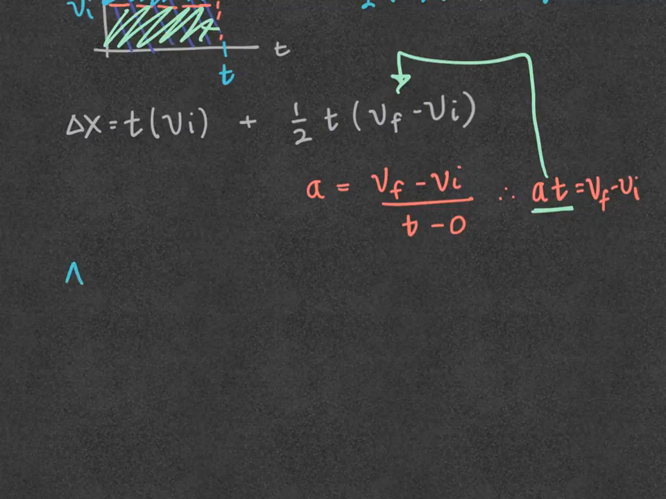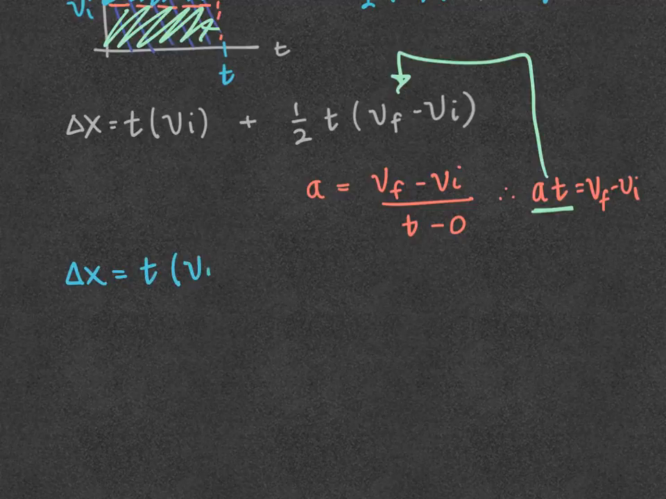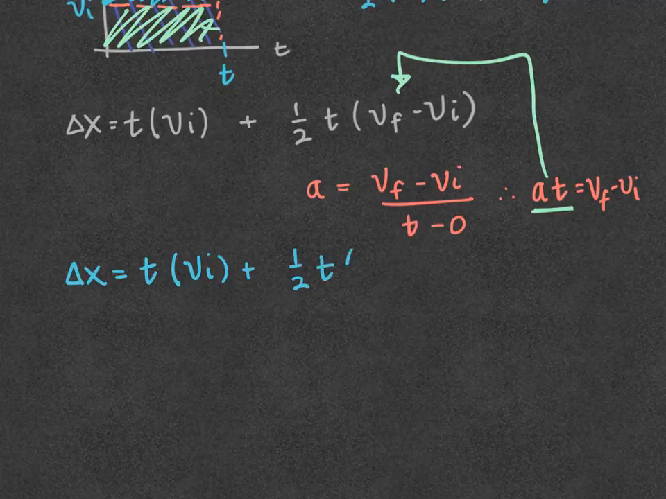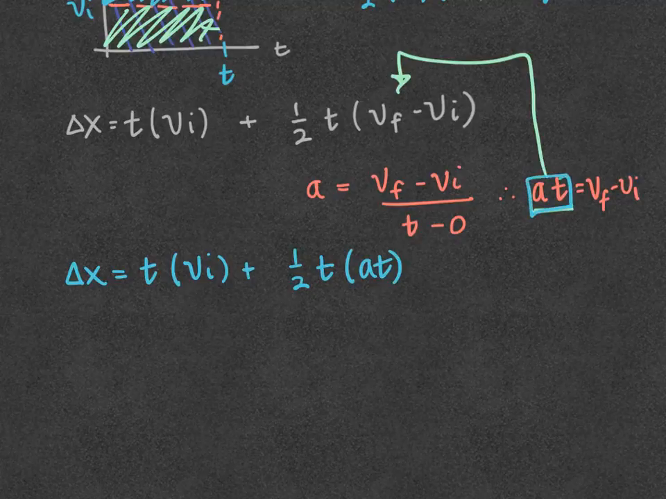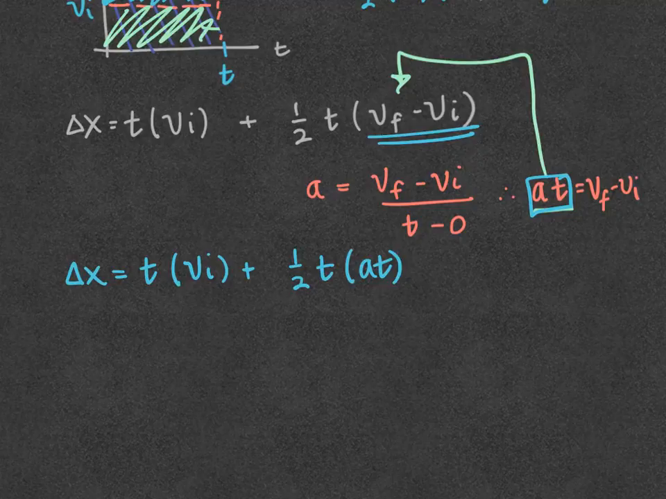So now I'm going to substitute a times t in here for this change in velocity. So then we would have that the change in position is equal to time times v initial plus 1/2 time times a times t. Because remember, we're taking this and substituting it in for the parentheses. Now, when I look at this, I also see that there's a time and a time here. So if I multiply this time, t, in here, I'll have 1/2 a t squared.